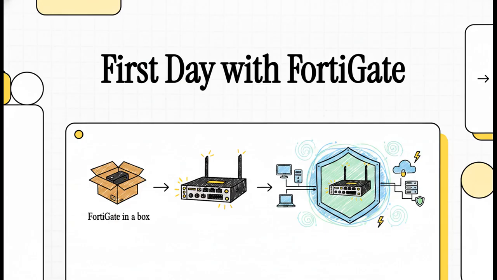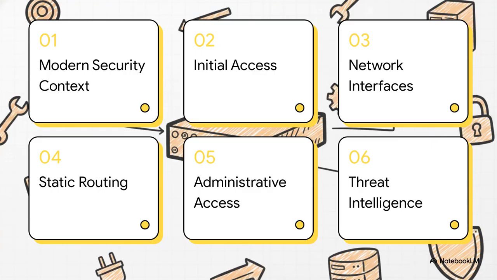If you're looking to build a rock-solid foundation for your network security from the literal minute you power it on, well, you're exactly where you need to be. Let's get into it. Here's our game plan for this day one setup. We'll quickly hit the modern security context, move into initial access, map out our network interfaces, establish static routing, lock down administrative access, and finally, hook up that FortiGuard threat intelligence.